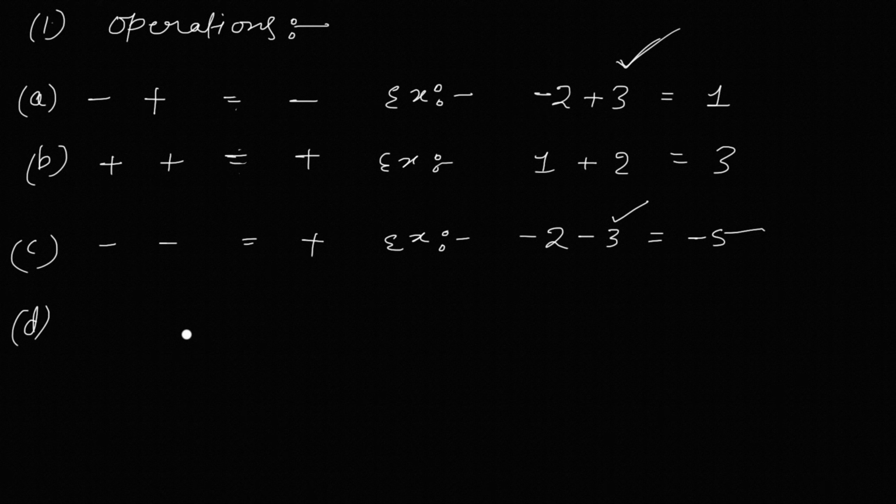Now the fourth one is positive negative, which will give you negative. For example, let's say I have 3 minus 2. I'm not writing any sign, it means there is a positive sign and we don't include it. So 3 minus 2 is 1. So these are the important operations, and based on these operations, we're going to solve the questions of exercise 1.1.